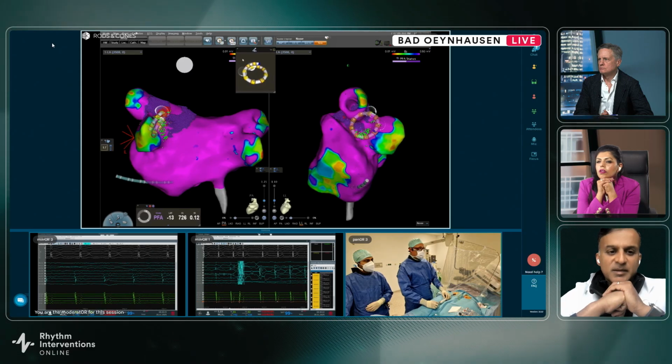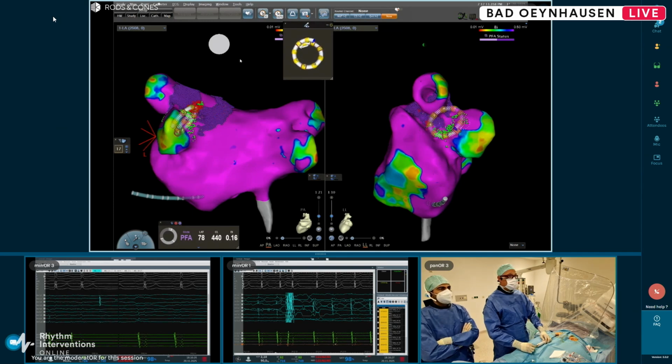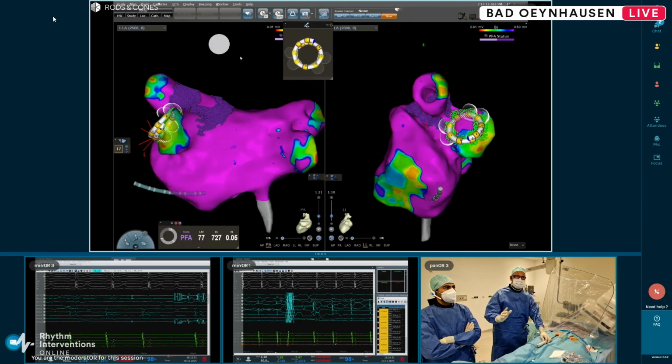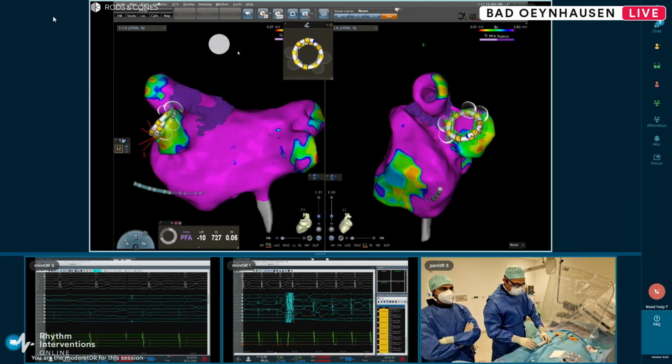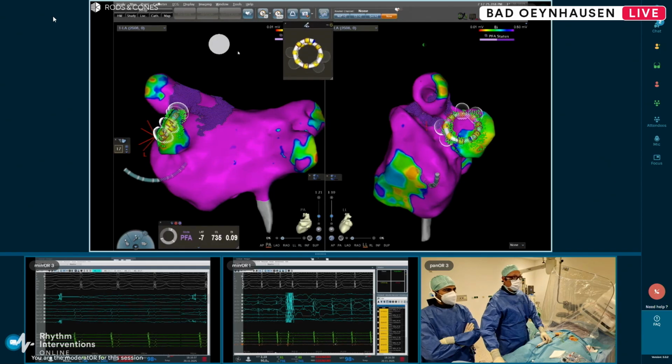That's it. Exactly. Yeah. And now we see the bubbles came back, which is helpful for us. You see now, when we are too deep in the vein, we still see the signals, no more signals already, but we will now try to get to a more ostial position.